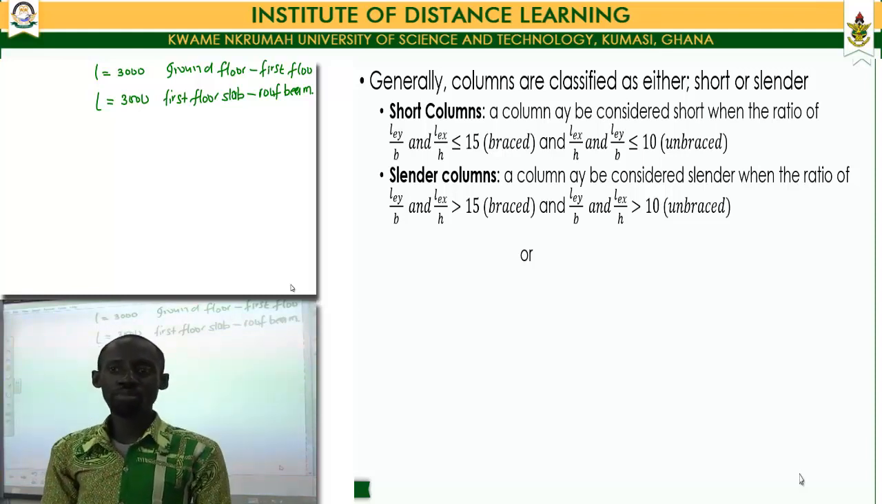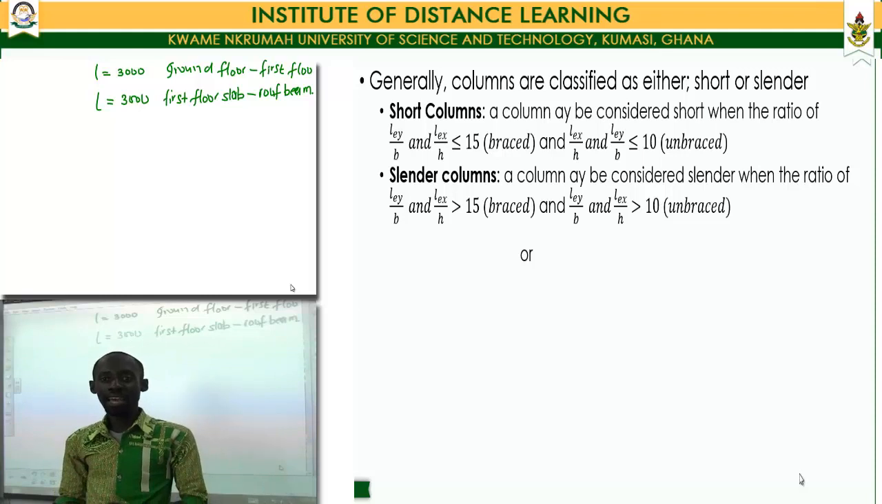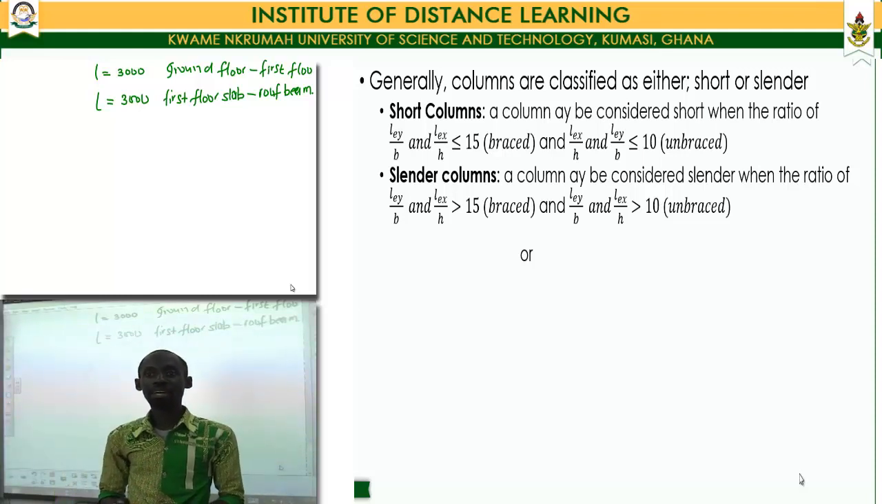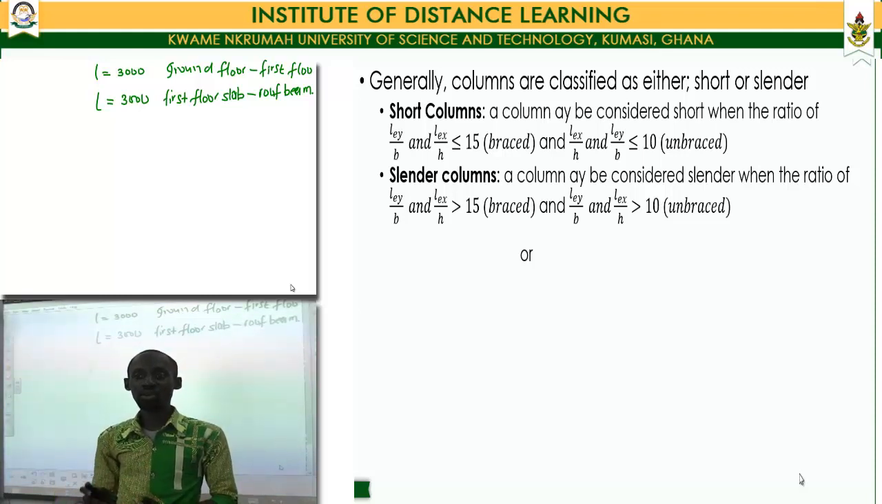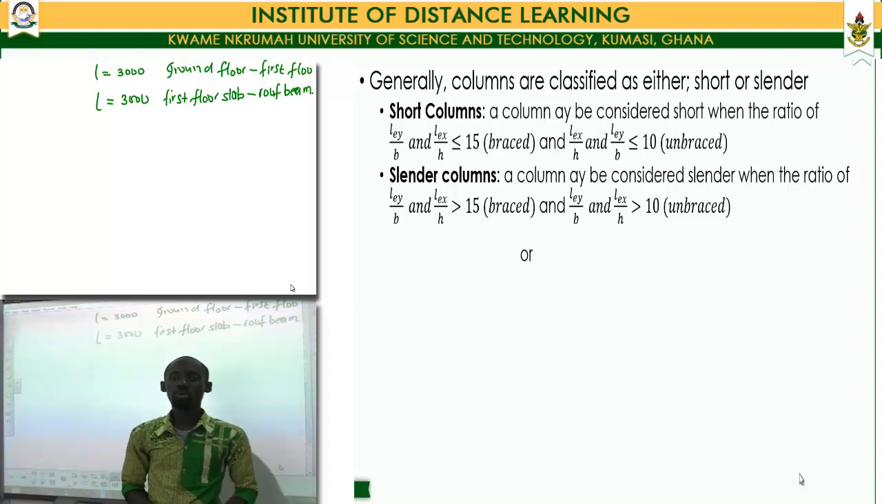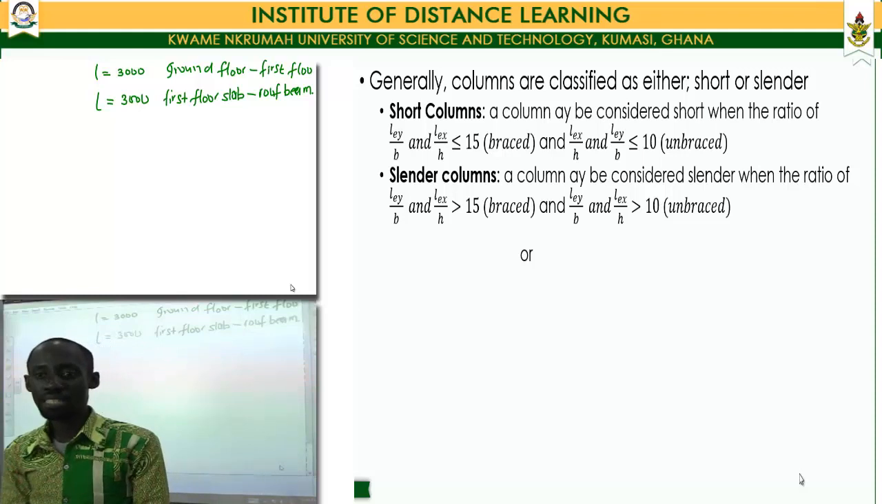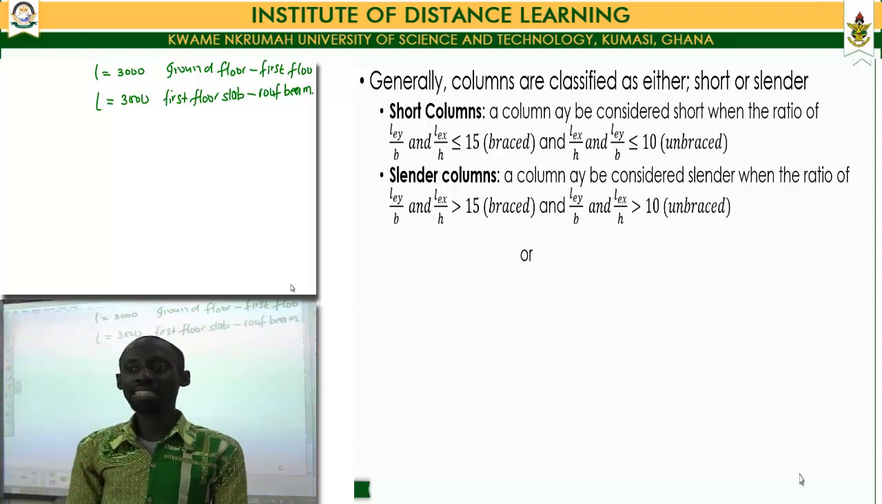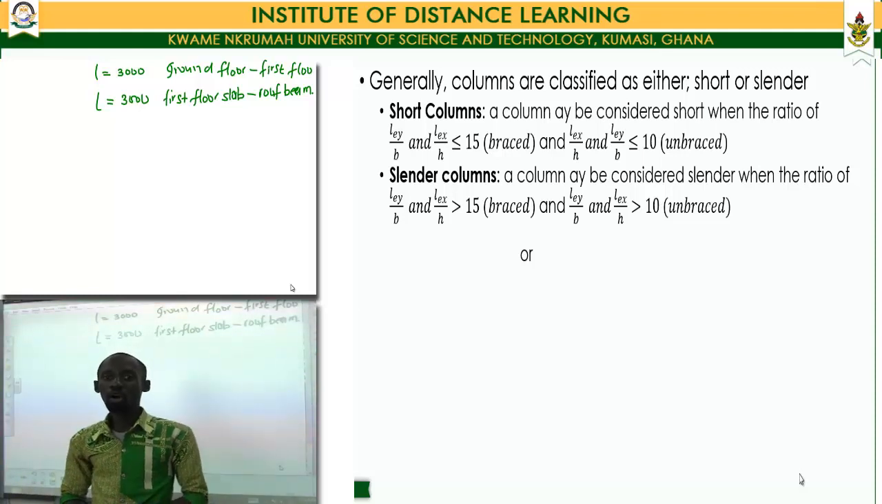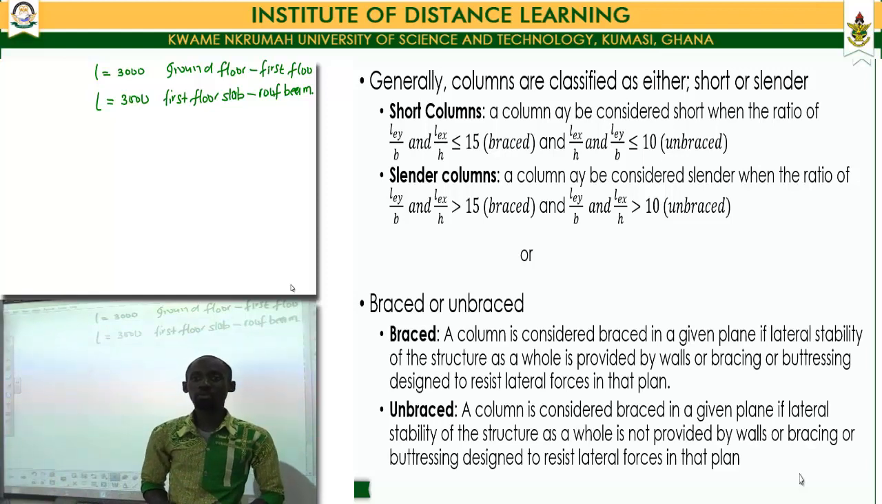And LEX over H and LEY over B are less than or equal to 10 in the case of an unbraced column. On the contrary, when we have these ratios greater than 15 in the case of the braced and greater than 10 in the case of the unbraced, the column is termed a slender column.